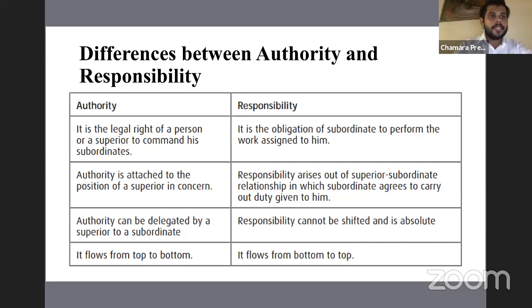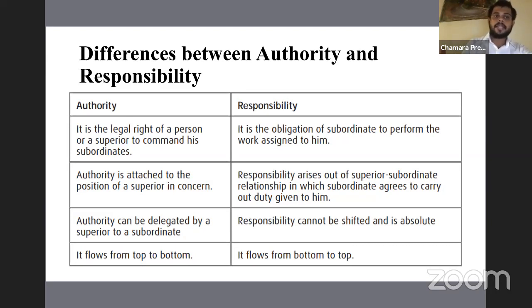Authority, actually, is the legal right of a person or a superior to command his subordinates. When we work in an organization, we get the legal right of a person or a superior to command his subordinates. That is the authority. Also, authority is attached to the position of a superior, and it is aligned with the person engaged in that particular job. Authority can be delegated by a superior to a subordinate.